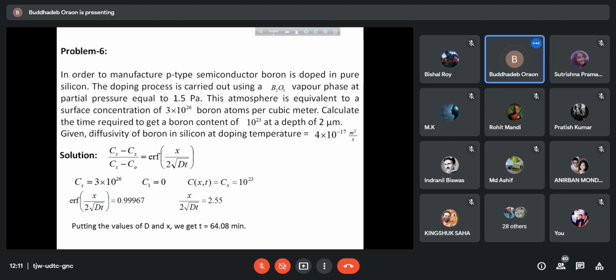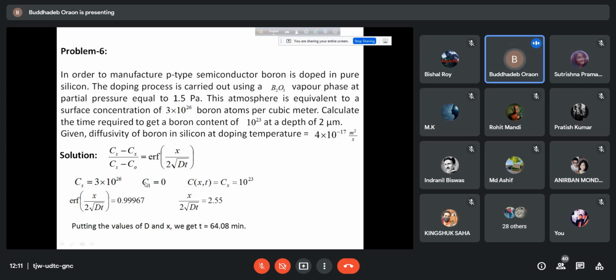micrometer. Given diffusivity of boron in silicon at doping temperature as 4 into 10 to the minus 17 meters per second. So idea is same. We have the required concentration and surface concentration. We have atmospheric, environmental concentration.